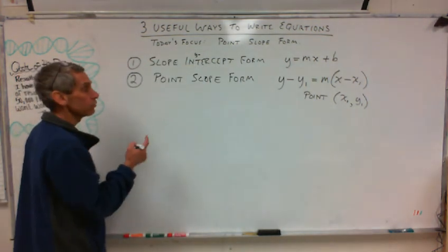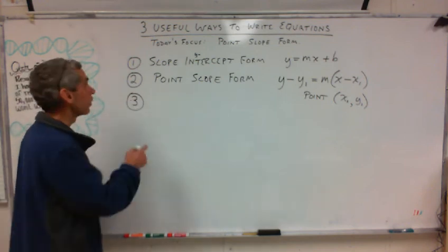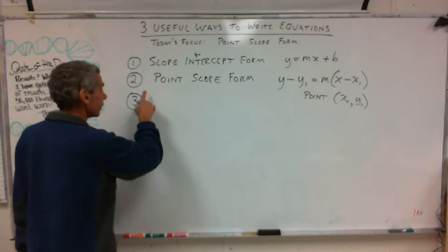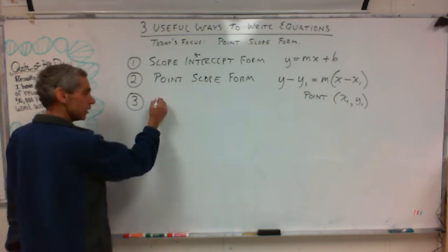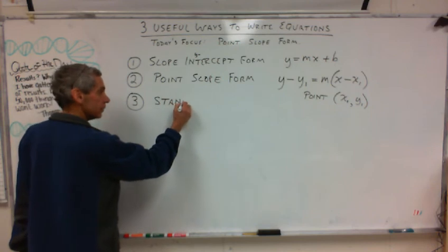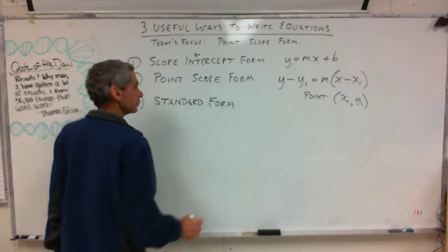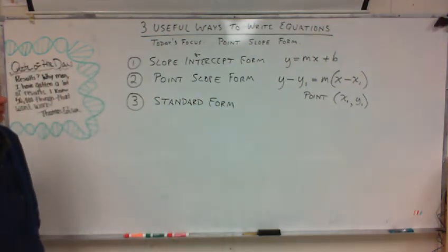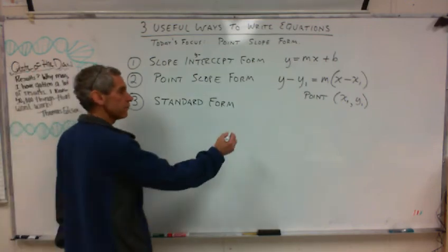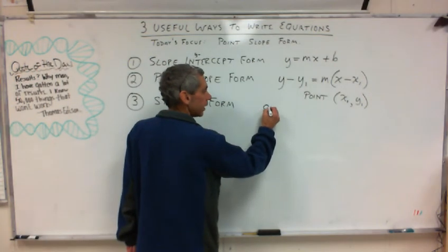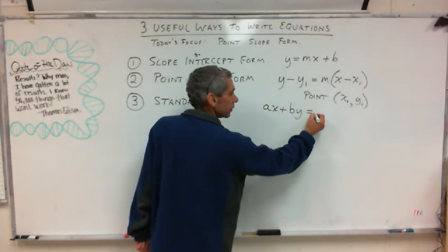But I want to show you the three useful ways, because it's really important to know all of them, and we are going to study all of them. We've already studied the first one. Today we're studying the second one, and someday we'll study the third one. I don't know when. Someday. The third one is called the standard form. It has a formula like this: AX plus BY equals C.